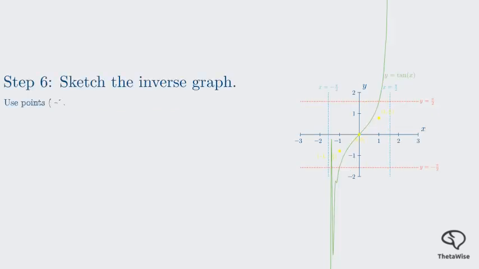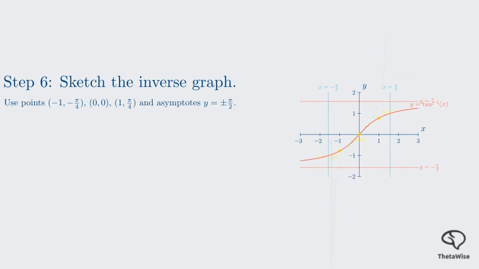Step 6. Sketch the inverse graph. We need to connect our key points with a smooth curve that approaches the horizontal asymptotes y equals pi over 2 and y equals negative pi over 2. As x goes to negative infinity, y gets closer and closer to negative pi over 2. As x goes to positive infinity, y approaches pi over 2. The graph smoothly rises from left to right, crossing the origin. This gives us the complete sketch of y equals tan inverse of x.